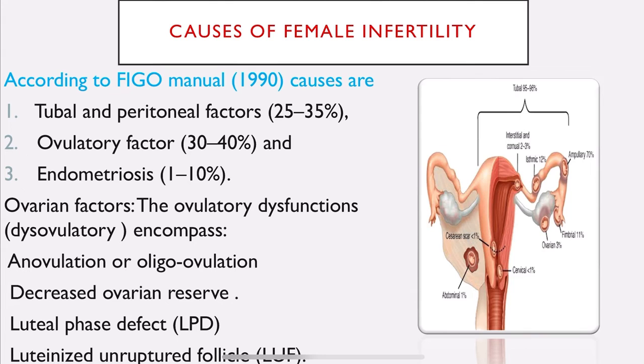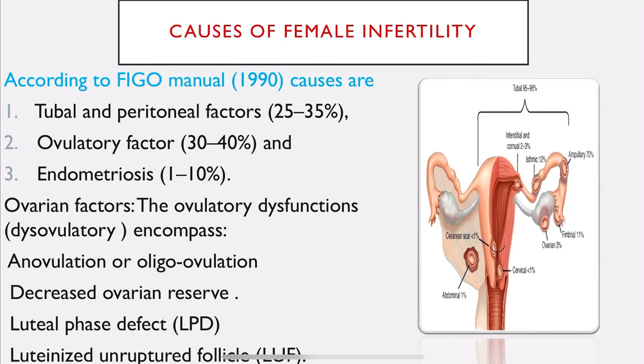endometriosis is just 1 to 10%. Endometriosis is a condition where the normal endometrium of the uterus starts growing outside the uterine cavity, that is in the peritoneum, fallopian tubes, ovaries and so on. So guys, the tubal and peritoneal factors, ovulatory factors and endometriosis.